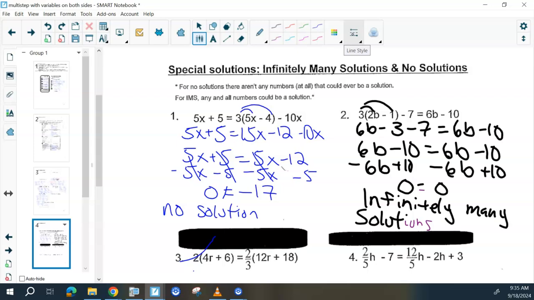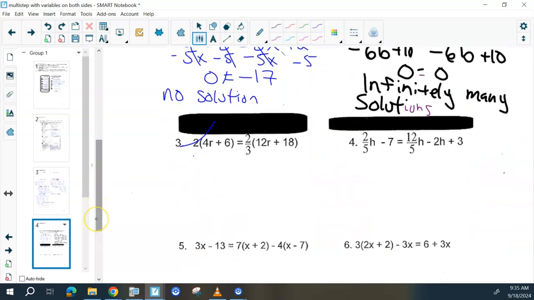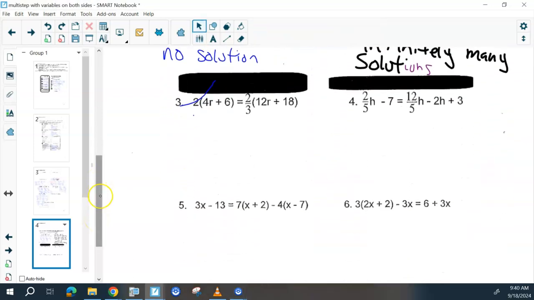Okay. I want you to try 3 and 4. Which type of solution did we find number 3 to be? Infinitely many. Does anyone need to see that one worked out? Okay. What about number 4?